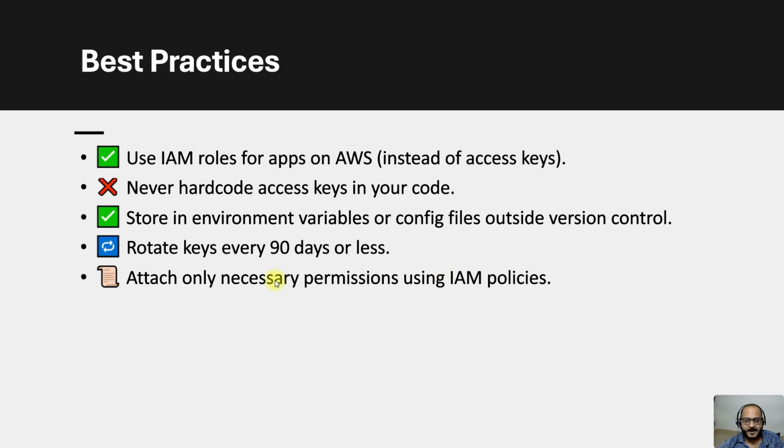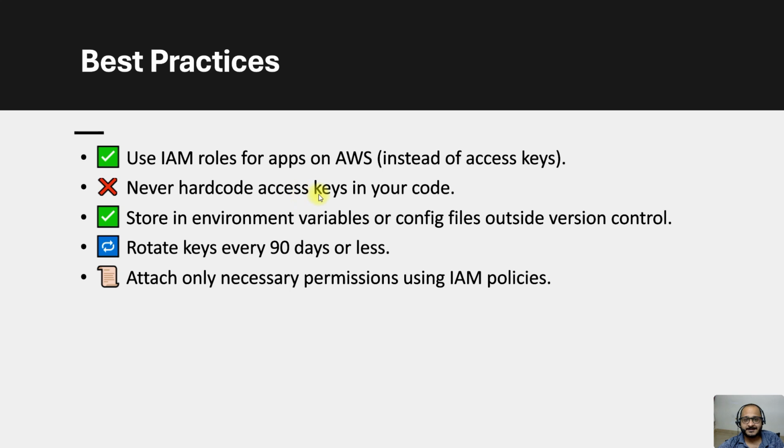So there are a few best practices which we have to follow while using an access key. Use IAM roles for apps on AWS. What does it mean basically? Instead of using access keys, if you are accessing any application on AWS, always use an IAM role, not access keys. Access keys are generally used to access AWS resources programmatically.